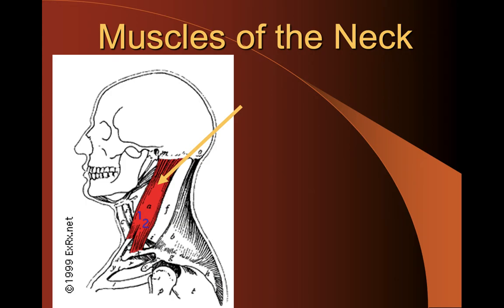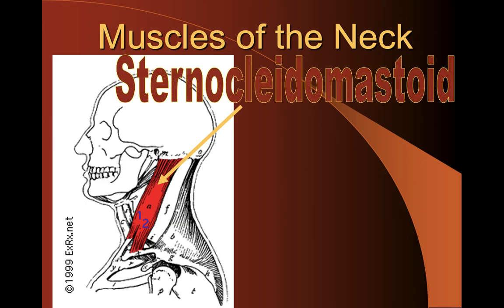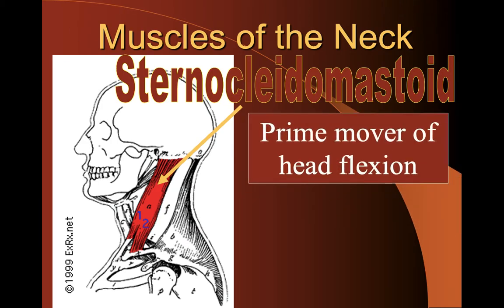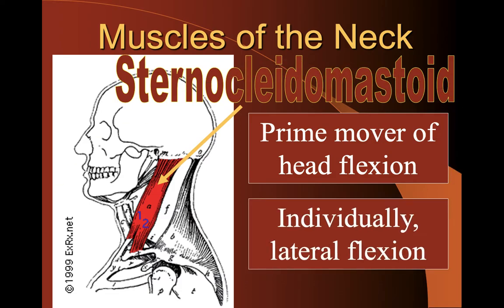Then here's my favorite muscle in the whole body. Very long word, sternocleidomastoid, named for the sternum, the clavicle, and the mastoid process bump behind your ear. It's the prime mover of head flexion. So when you put your head on your chest, remember that is head flexion. Also allows you to laterally flex. Now, we haven't really talked about this movement. This is like putting your ear on your shoulder, either way.